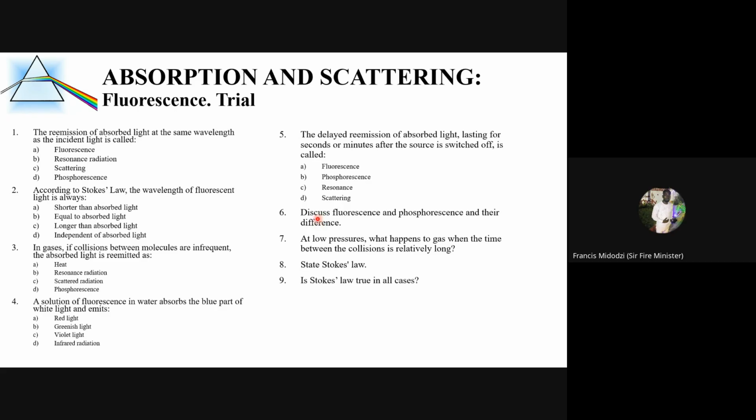Okay, thank you. I understood that when there is a re-emission of absorbed light at the same wavelength as the incident light, that is when we are talking about resonance radiation, if I'm correct. Perfect. Then, just to get some clarity here, when we have infrequent collisions, I think that is the same thing as fewer collisions. Is that correct? Yes.